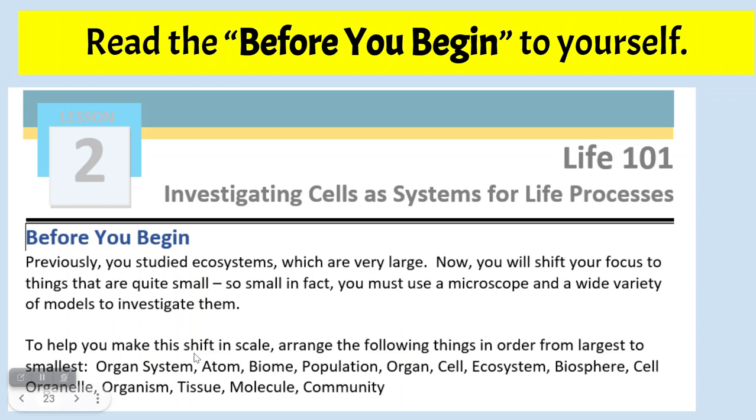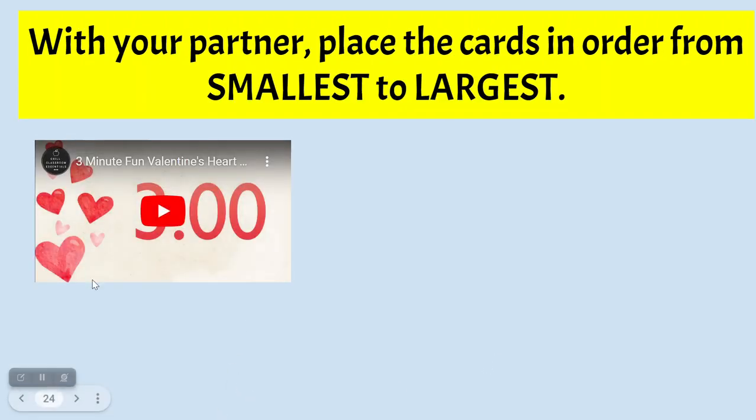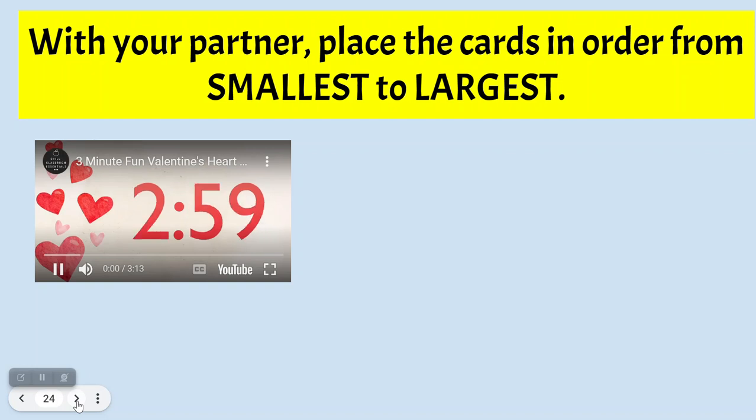So to help make the shift in scale, we're going to arrange some things in order. We actually arranged in the classroom from smallest to largest. So I gave everyone cards that have these words or phrases: organ system, atom, biome, population, organ, cell, ecosystem, biosphere, organelle. I just wrote organelle on my cards. Organism, tissue, molecule, and community. So I gave out cards and let people sort them on their desks. I gave only 3 minutes for that. And then we went through and figured out what was the order.